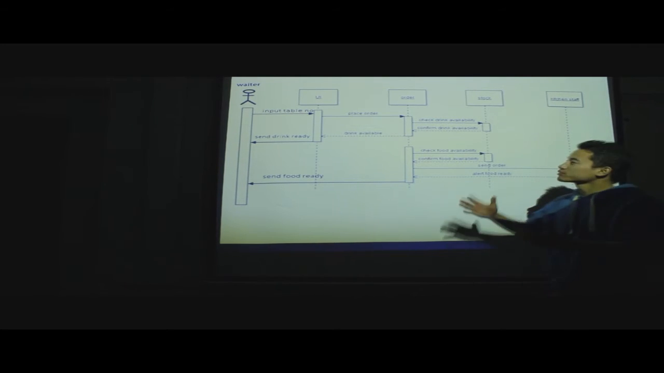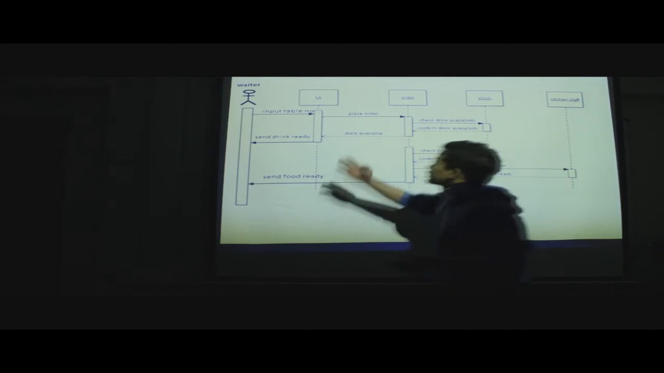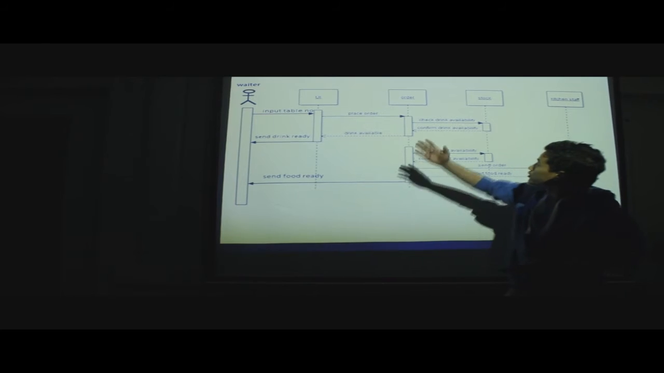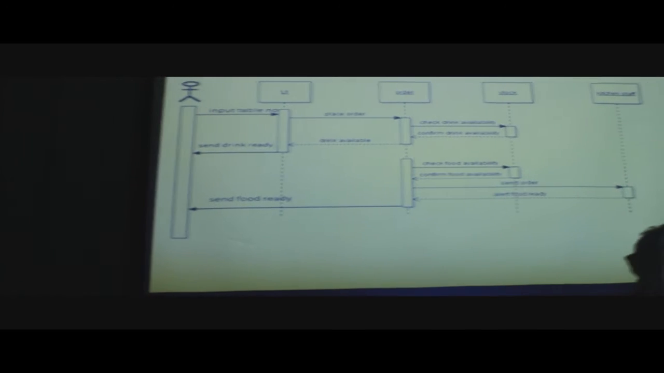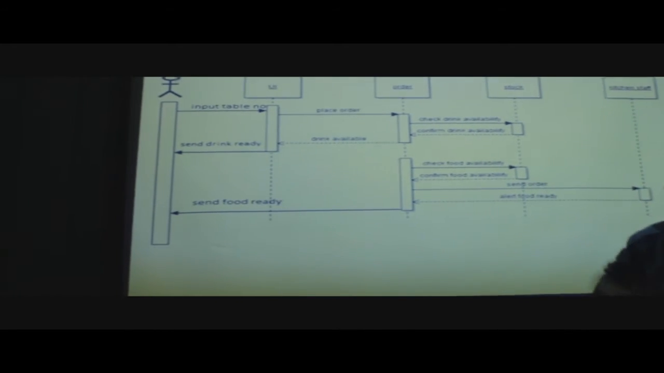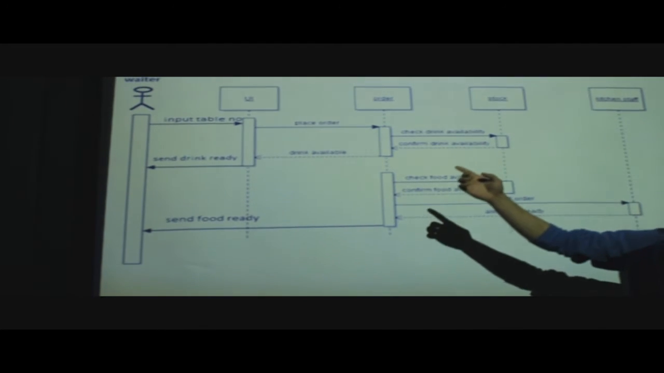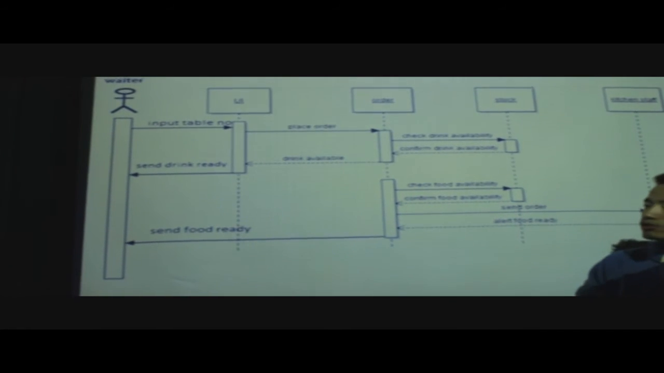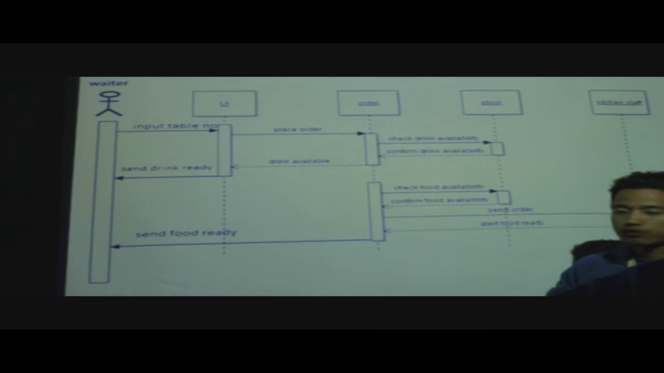Hello, I'm going to explain the sequence diagram. The sequence diagram we have here is for taking orders. As you can see on the screen, a waiter inputs the table number. We have 4 objects: user interface, order, stock, and kitchen staff. Before taking any orders, the waiter needs to put the table number on the user interface, because they need to know the particular table number to deliver the order to.